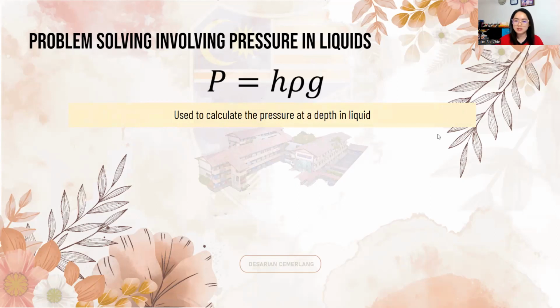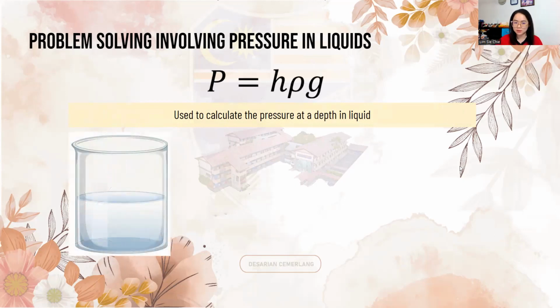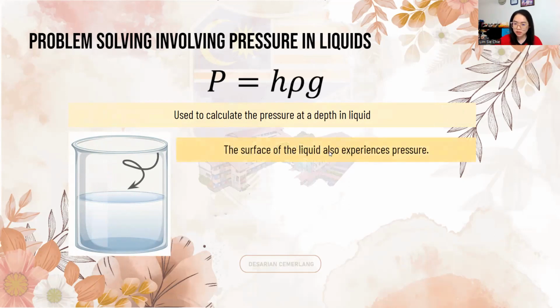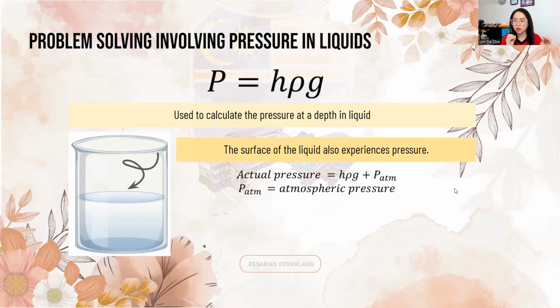Now, let's say I give you a situation like this. This is a glass of water. So where is the pressure? For sure, there will be something exerting pressure on the top of the water, right? So what will that be? Now, the surface of the liquid also experiences pressure.